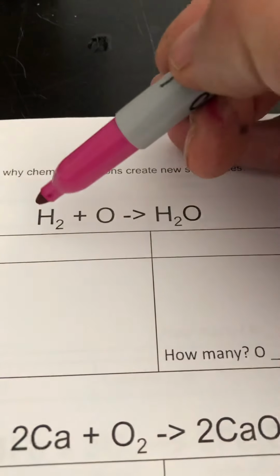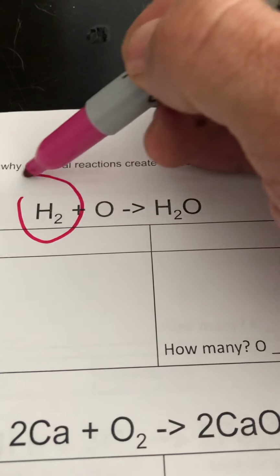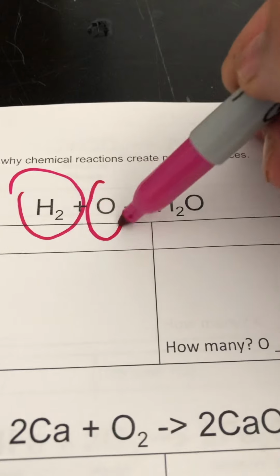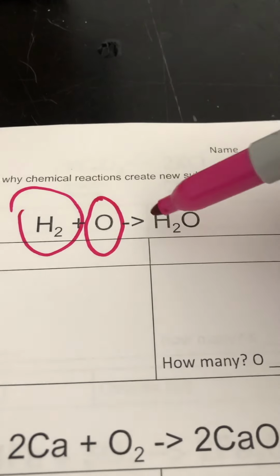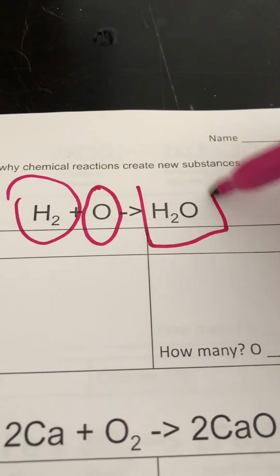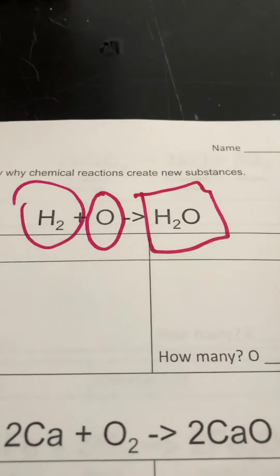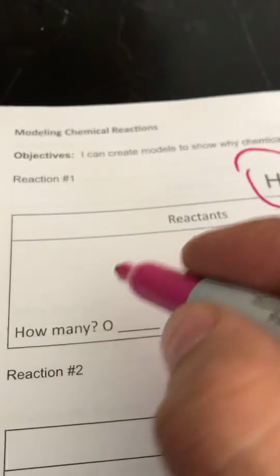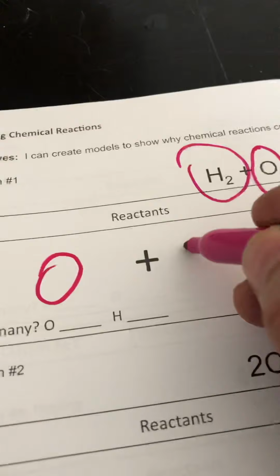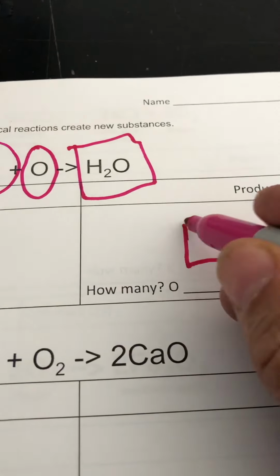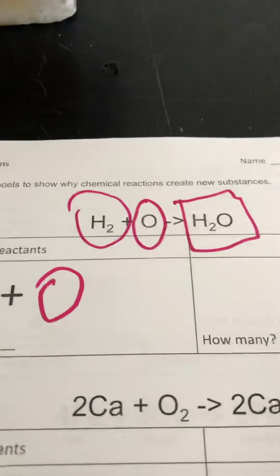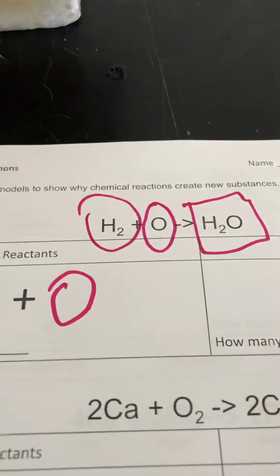We have hydrogen and you have oxygen. Those are reactants. And the product is water. Okay, so I'm going to draw circles here and a box. That's the product. Okay, so let's count how many atoms.